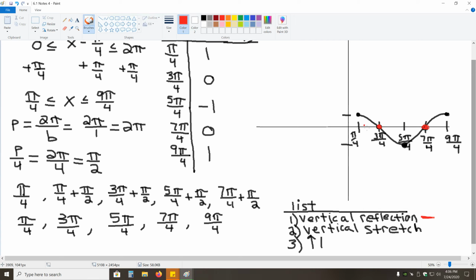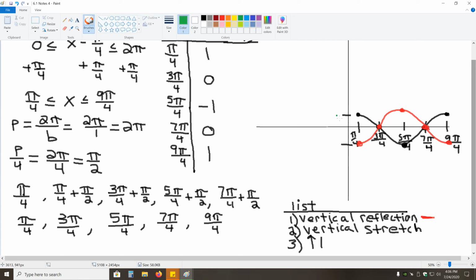From here, anything above the x-axis will flip down like a mirror, and anything below the x-axis will flip up. Just like so.